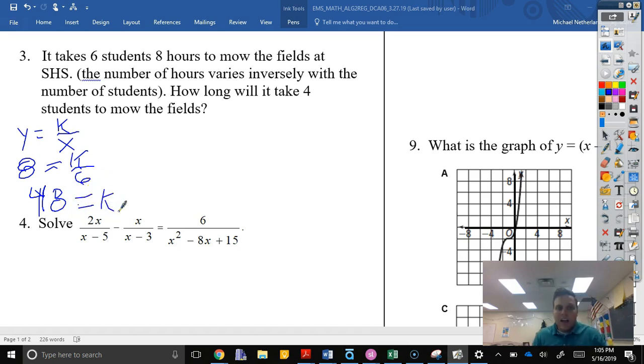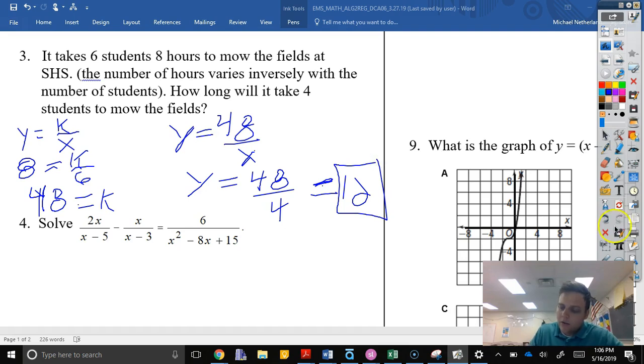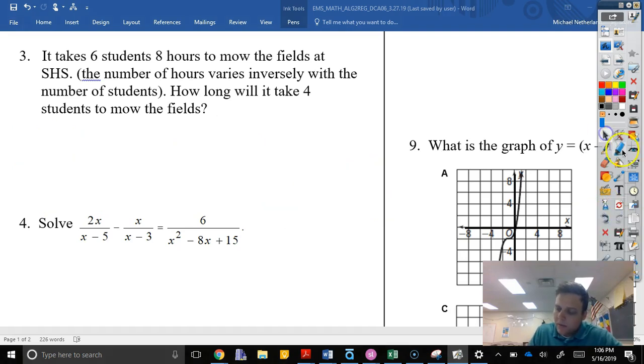Then I can use that information to find how long it will take 4 students to mow the fields. So now I plug my k in. I know that y is my time, so I can say y equals 48 over x. But this time, rather than having x there, I'm going to replace that with a 4. So I get 48 over 4, which is just 12. Oh, my equal sign didn't show up. I don't know why that happens sometimes. So we get that it only takes them 12 hours. Alright, let's move on to our next problem.